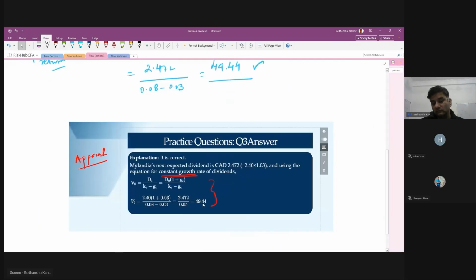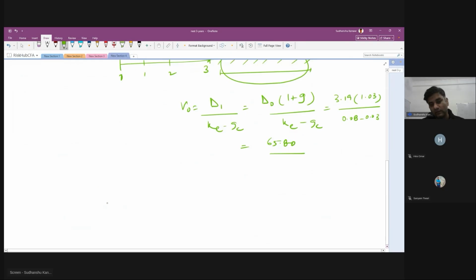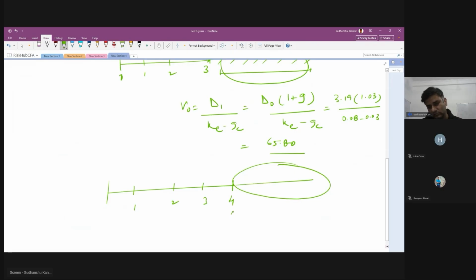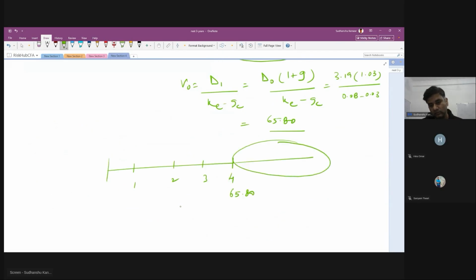But in this case, you will not get the answer easily, because you have four cash flows, right? You have the first year, second year, third year, and the fourth cash flow is for the indefinite period which is ahead. So this is 65.80, which is the fourth cash flow. 3.19, 2.90, 2.64. Ultimately, when you consider this whole thing, right?